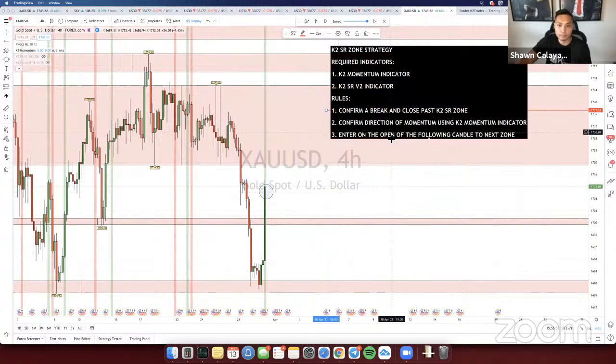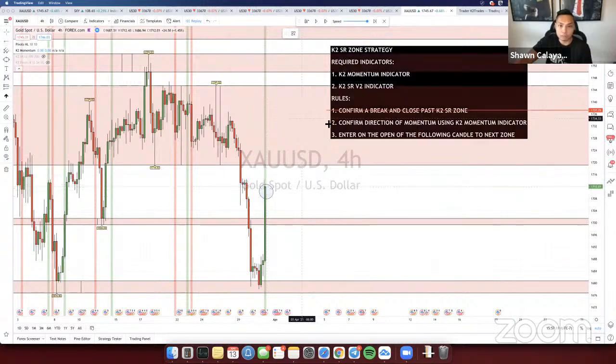The second requirement, you want to confirm the direction of momentum using the K2 momentum indicator. So right here, we have a buy signal. So we're only looking for buys at that point. So right here, this is a buy signal. So we're going to take a buy. So that's going to be the second requirement.